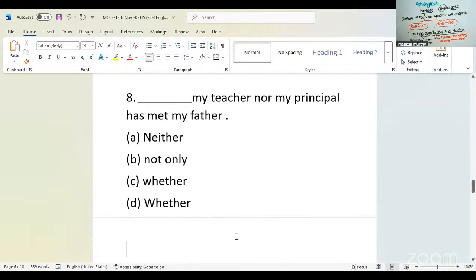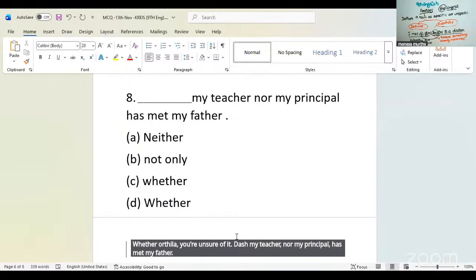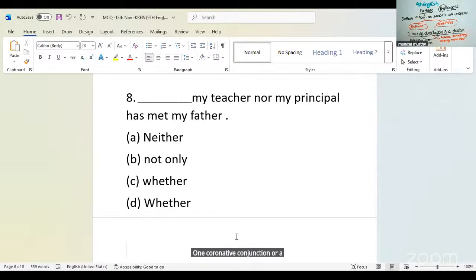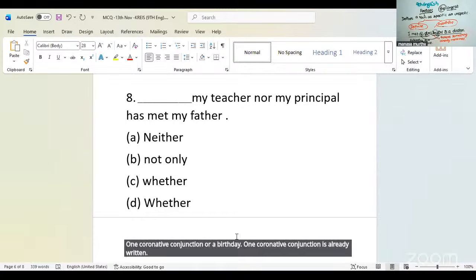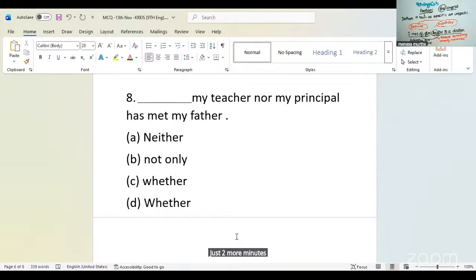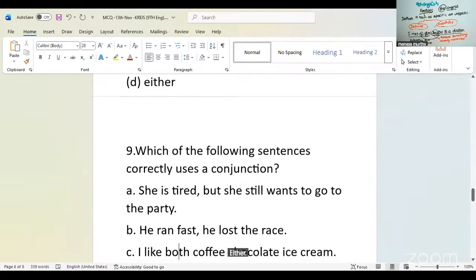"Dash, my teacher nor my principal has met my father." One correlative conjunction is already written. Just 2 more minutes of yours. Neither my teacher, not only my teacher, whether, either. Neither. Exactly. A option is right.